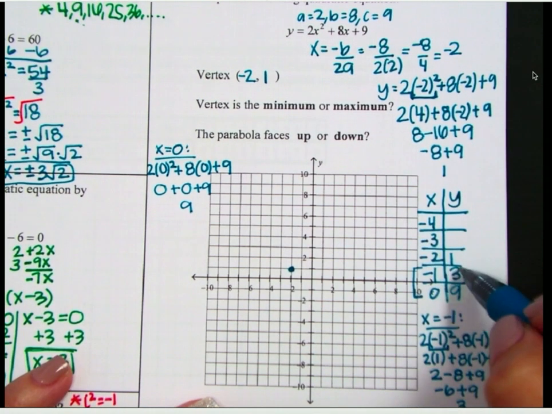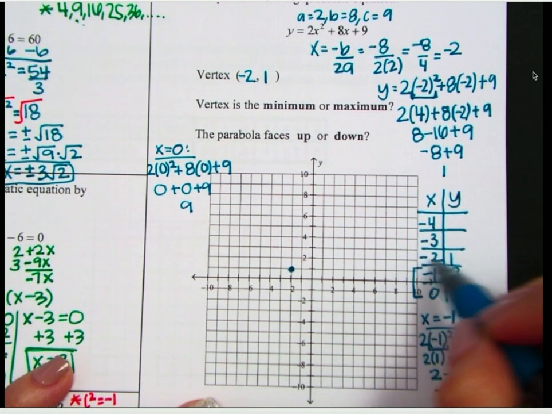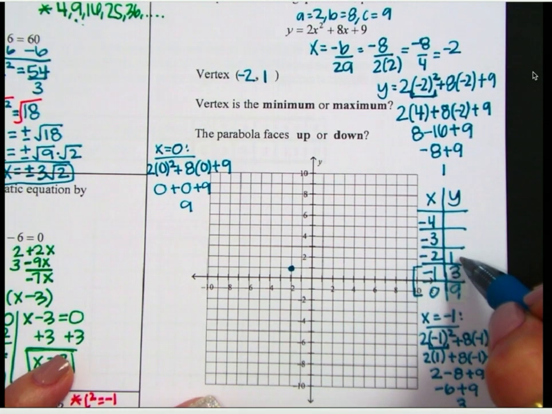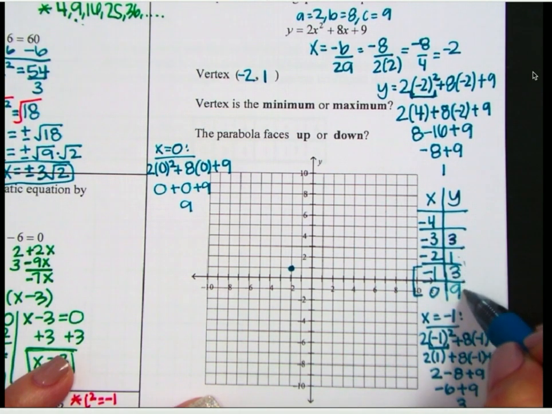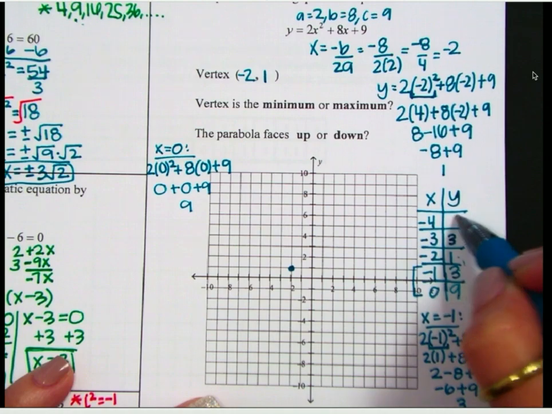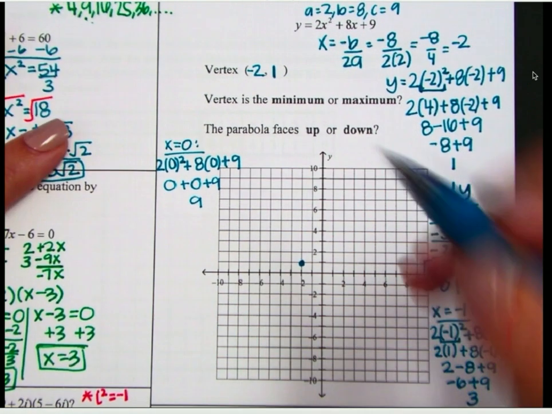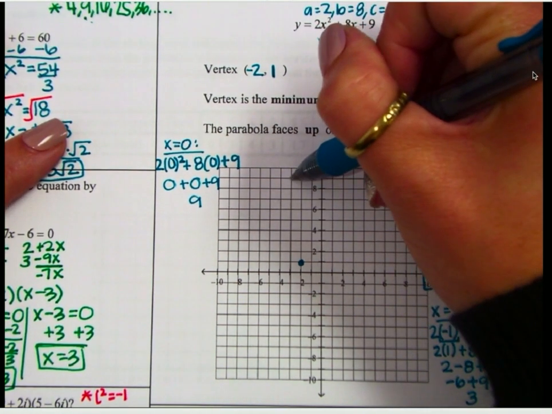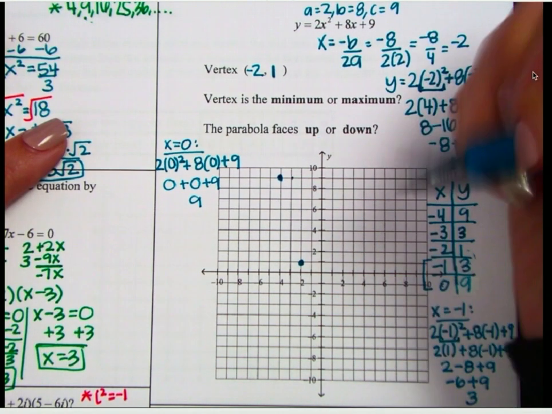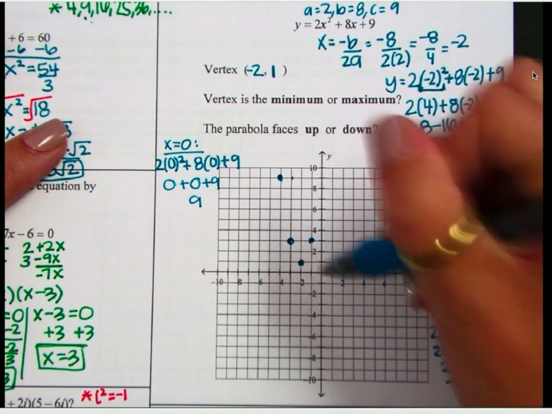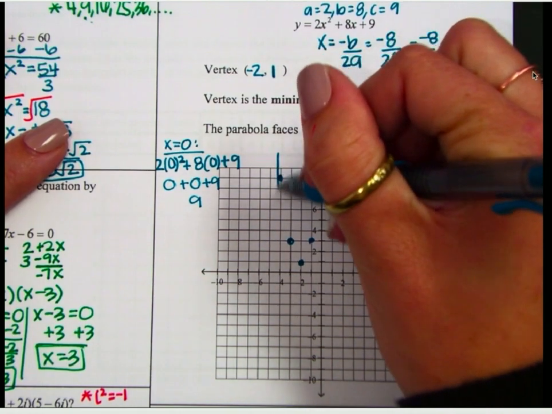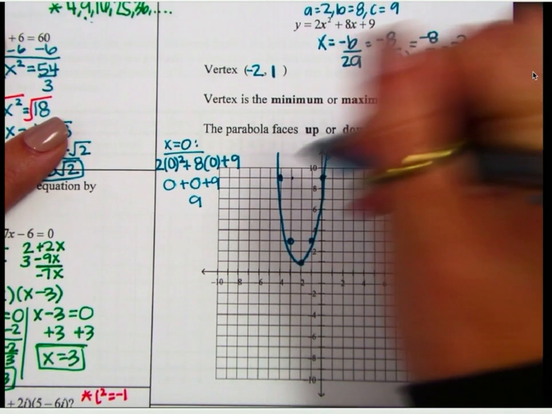And then remember, this is our vertex where our line of symmetry is. So whatever y value is 1 to the right will be the same as what's 1 to the left. And whatever is 2 to the right is the same as what's 2 to the left. So to graph these, negative 4, 9, negative 3, 3. We already have the vertex here at negative 2, 1, negative 1, 3, and then 0, 9. And that would be my accurate graph.